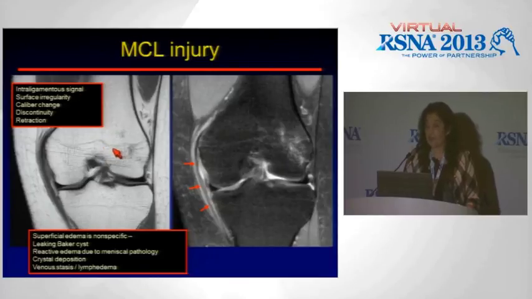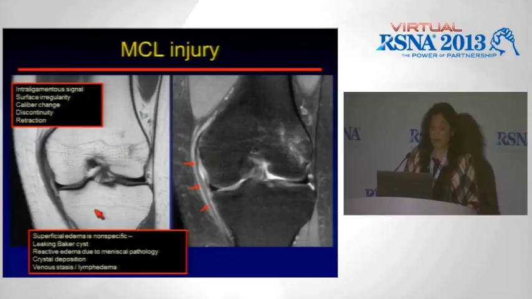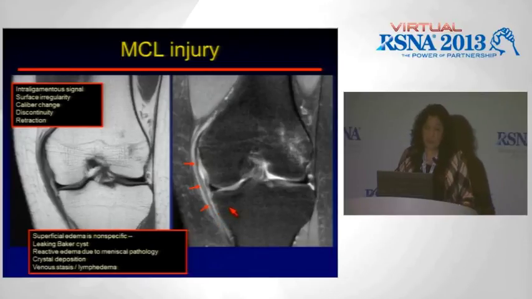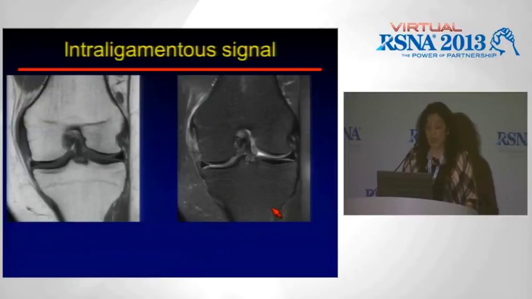Now, some people like to use superficial edema to diagnose grade 1 strains of the MCL. I think that that is very nonspecific, and there are many reasons why you might see fluid overlying the medial collateral ligament. Simple things such as a leaking Baker cyst that you can appreciate on MR, but many patients, especially older women who might have some venous stasis, will often have superficial fluid along their anteromedial knee. So it's not a very specific finding, and I like to see signal changes within the ligament myself before I make the diagnosis.